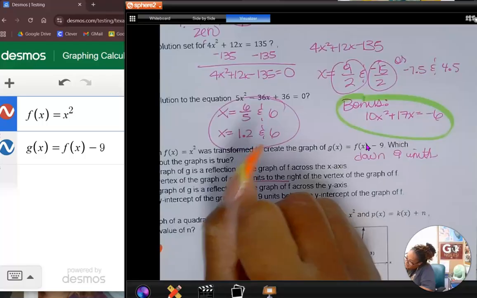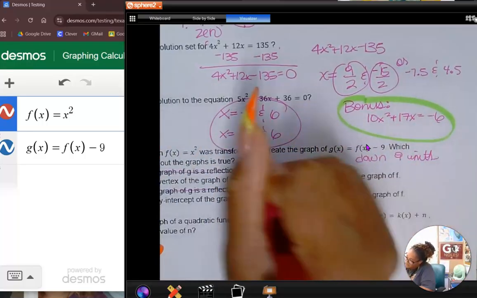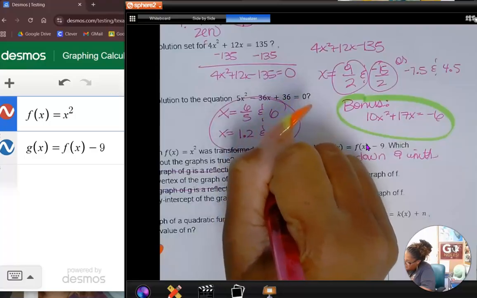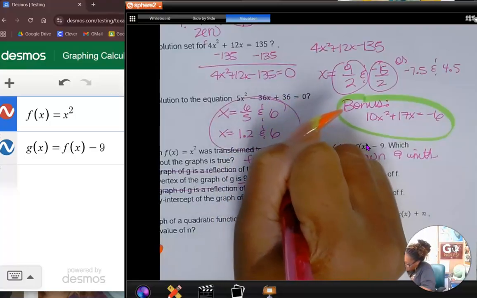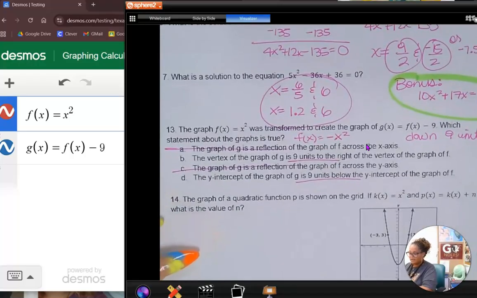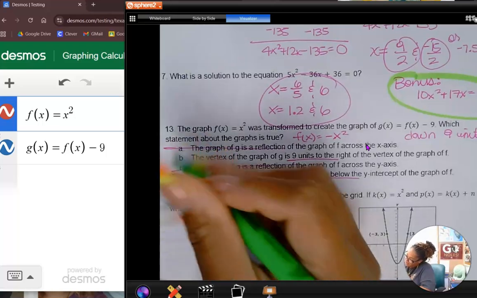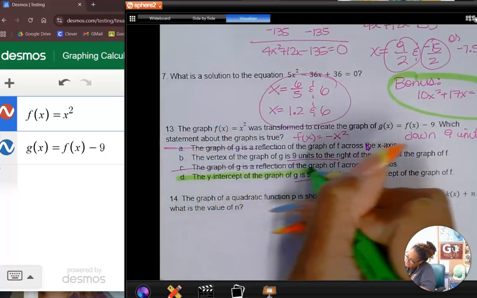This is 9 units to the right. This is 9 units below. This is a reflection? No, the only time we do a reflection is if we see the opposite of x squared. This is where we see a reflection. Okay, so my answer here, let me go back to my highlighter, is D.